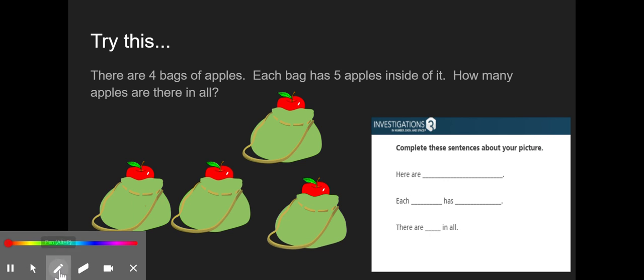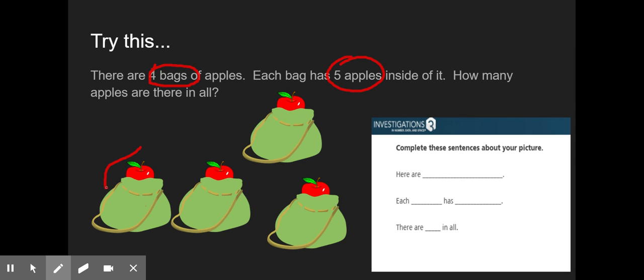Here's a problem where we have 4 bags of apples. And I see up at the top it says 4 bags of apples. I'm just going to circle where it says 4 bags. Each bag has 5 apples inside of it. How many apples are there in all? So if you notice, that means in these 4 bags, I have 5 apples here, 5 apples here, 5 apples here, and 5 apples in this bag.